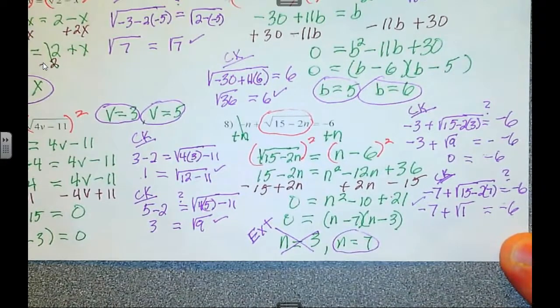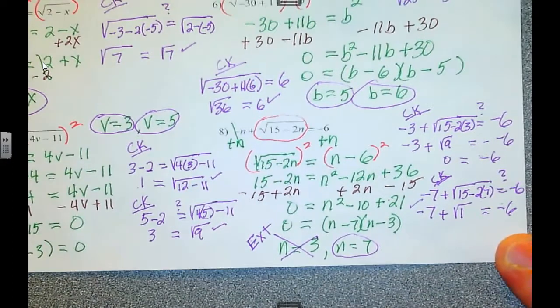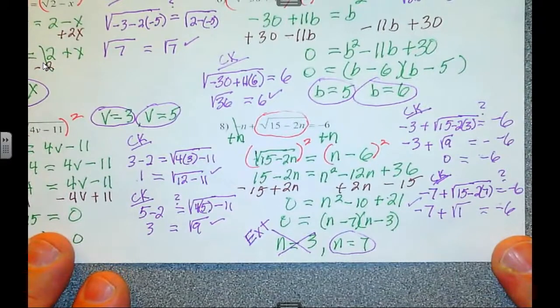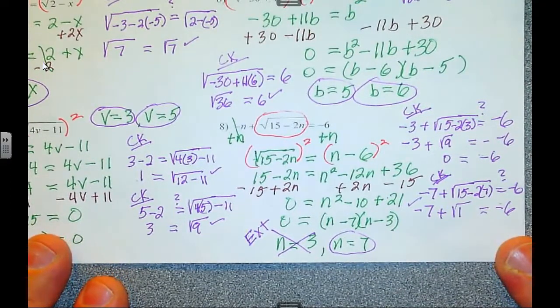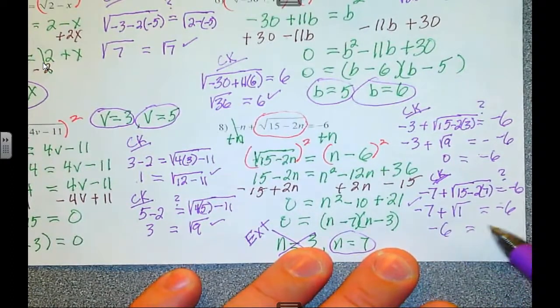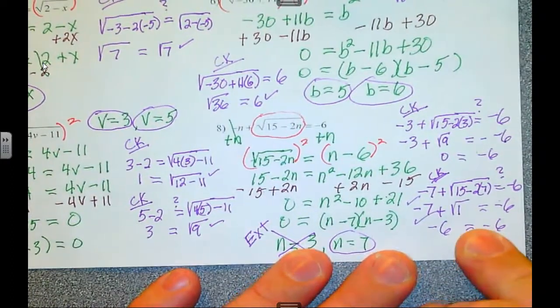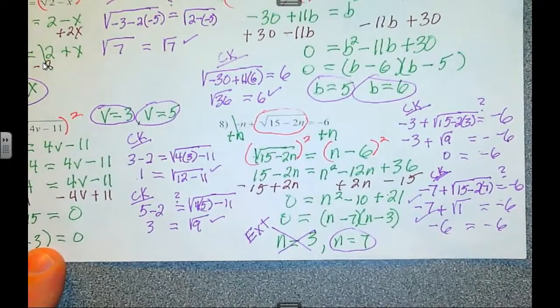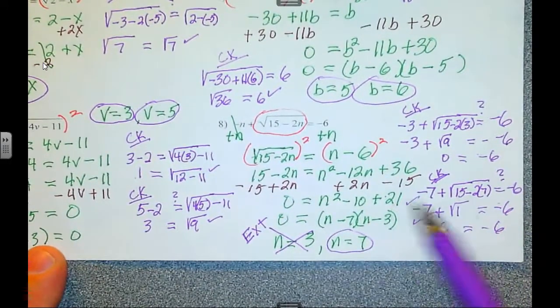Am I done? I am done. I'm done. What? Yeah, I did. This is negative 6. It checks.